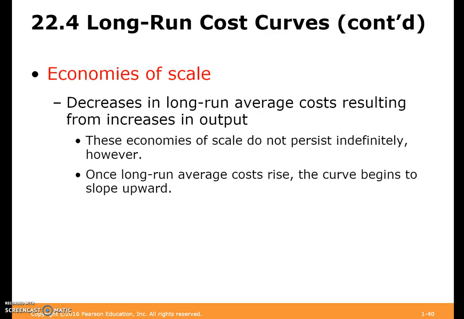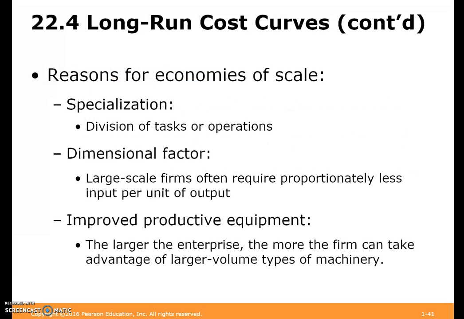So economies of scale, this is an important idea. Decreases in long-run average costs resulting from an increase in output. These economies of scale do not persist indefinitely, however, and we're going to see that in a second. Once long-run average cost rises, the curve begins to slope upward. So you can think of economies of scale as the more you produce, the cheaper in the long run your average costs become, but only for so long. And there's a reason for economies of scale. It could be specialization. You divide tasks or operations among different people or different objects, and they're slowly being allocated to their highest valued use. There's a dimensional factor. Large-scale firms often require proportionally less input per unit of output. Or just improved productive equipment over time, right?